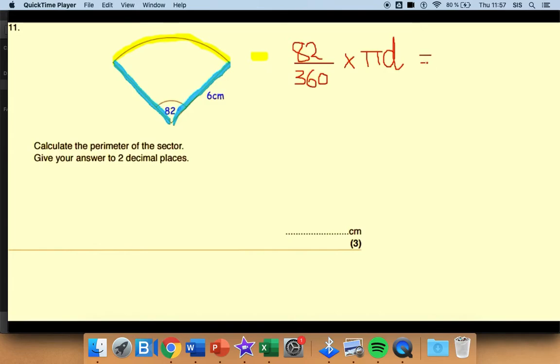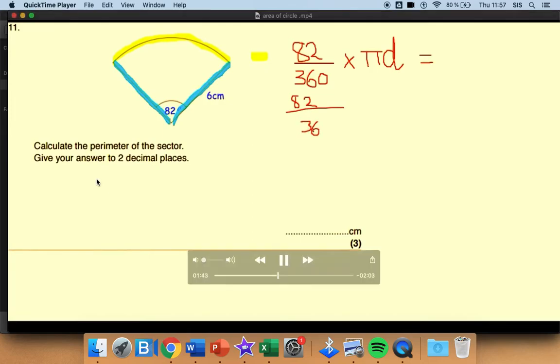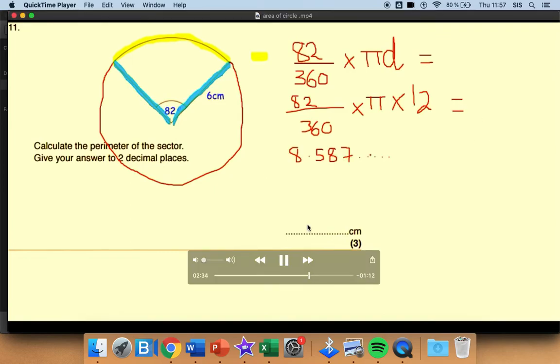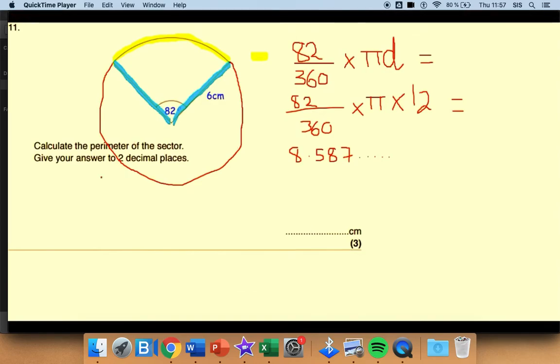In this instance, I've decided to use the diameter, but because on the screen you cannot see the diameter, you need to manipulate the radius. So this is the radius and we need to manipulate it to change it into the diameter. So doubling it will make 12. And then all we need to do is simply type this into the calculator, because like I said before, we want to find a fraction of the whole circle. Once we've typed it into the calculator, what we're going to get is the following: 8.587, and there will be a few more decimal places.